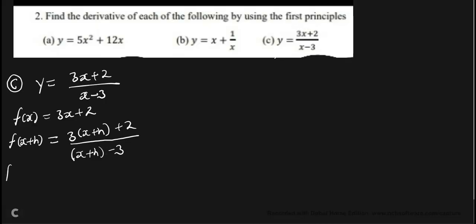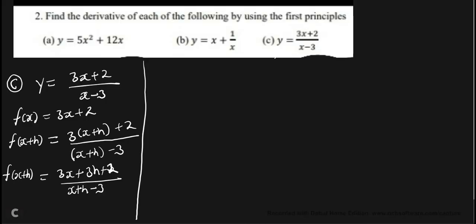So your f of x plus h is 3x plus 3h plus 2, sorry, that's plus 2, over x plus h minus 3. Now, the next thing you need to do is to substitute, right? Let's substitute in the formula.